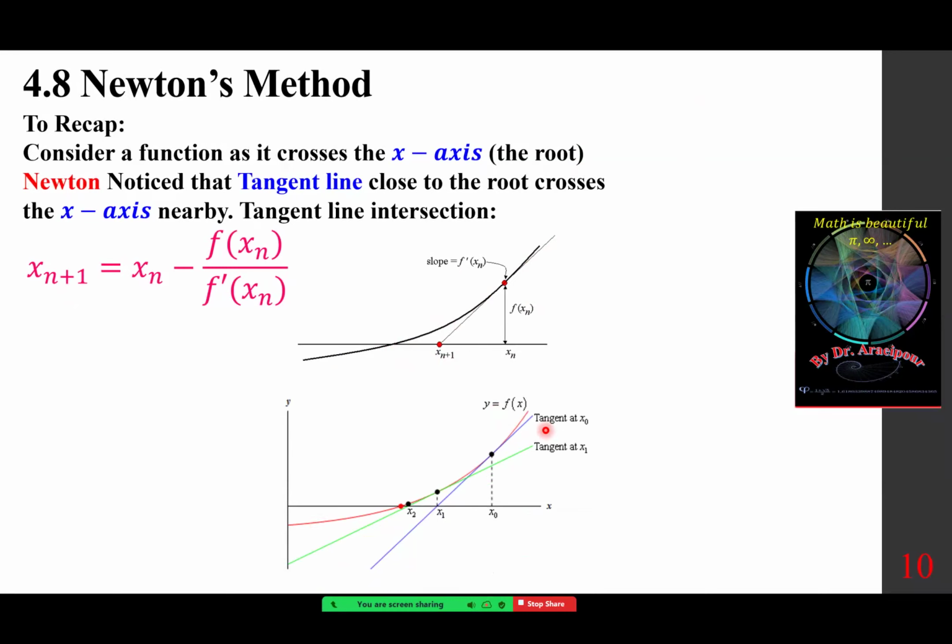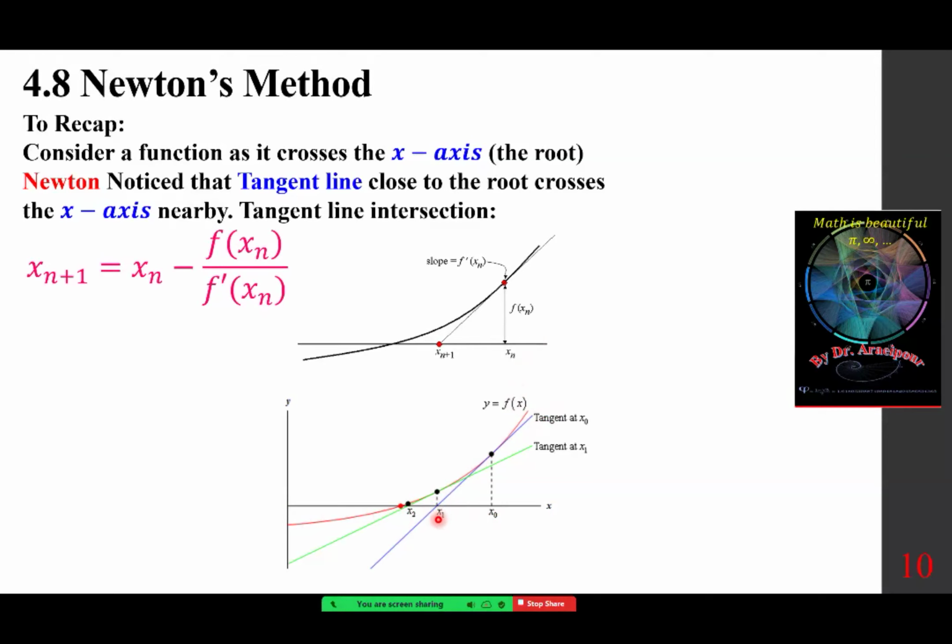At some point, starting point x sub 0. So x sub 0 is far away from the actual root, but we can start with that. If we draw a tangent line, the blue line crosses the x-axis at x sub 1. This is not the root for the red function, but it's getting better than x sub 0. It's getting closer to that.